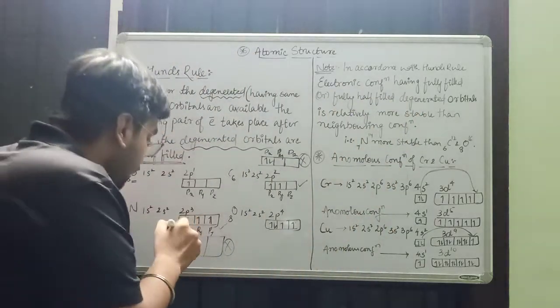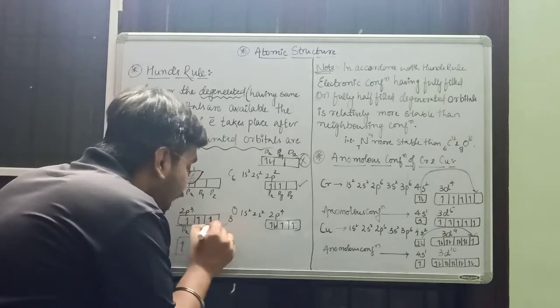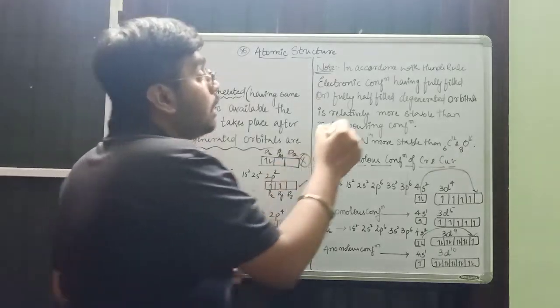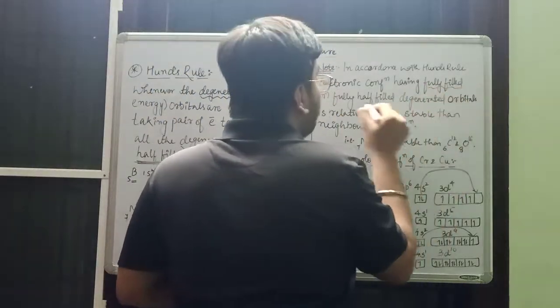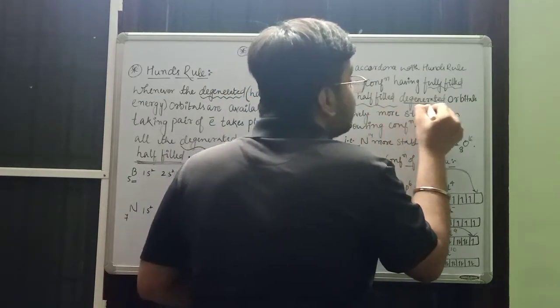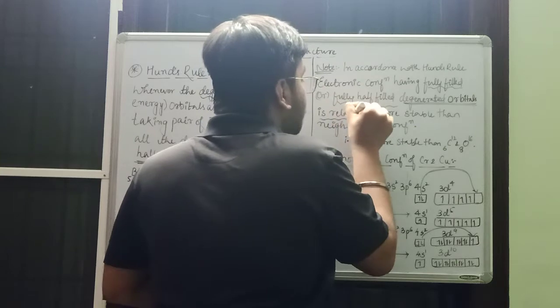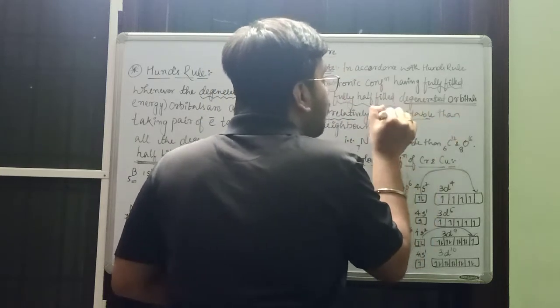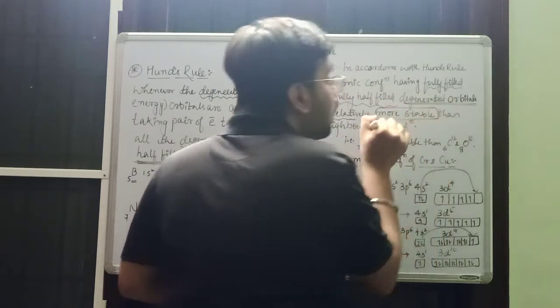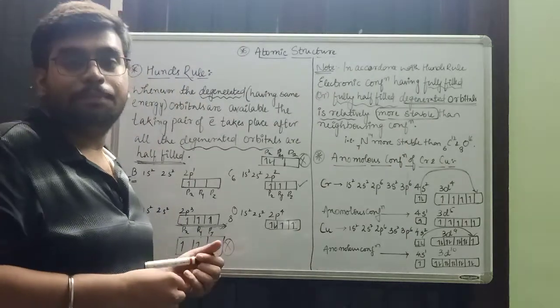configuration having fully filled or fully half filled degenerate orbitals is relatively more stable. What? More stable. Why?